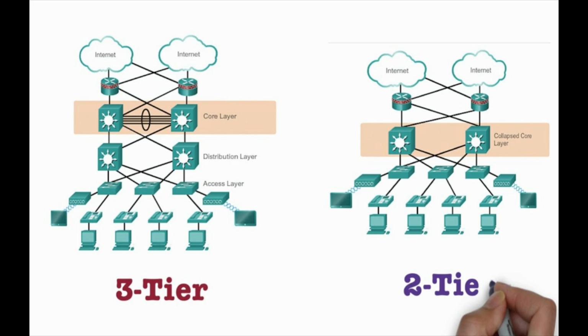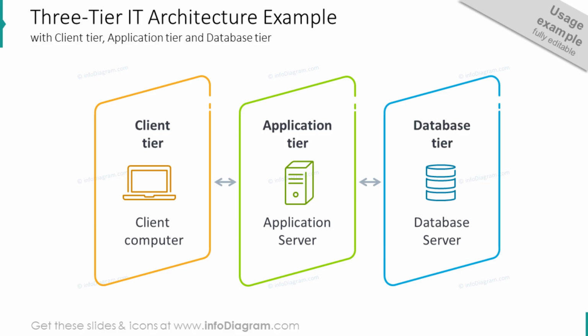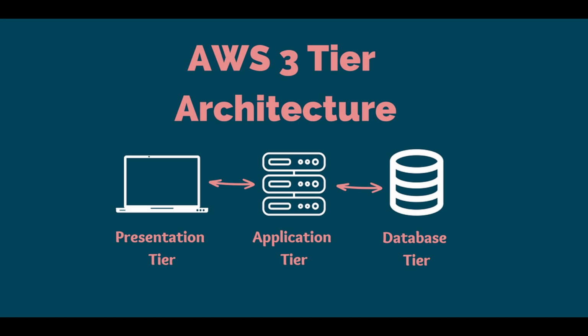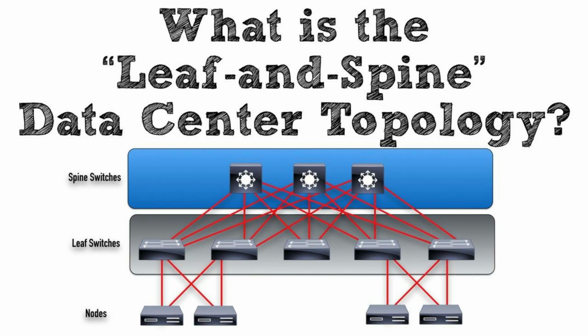In this scenario, an enterprise three-tier topology may consist of access switches in the access layer connecting end-user devices. Those access switches are then connected to distribution switches in the distribution layer, which provide connectivity between access switches and aggregate traffic. The distribution switches are then connected to core switches in the core layer, which provide high-speed backbone connections to other networks.